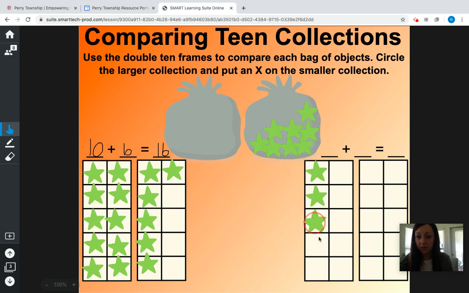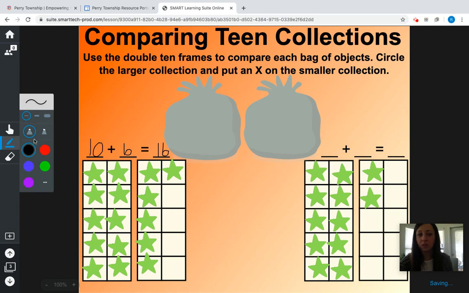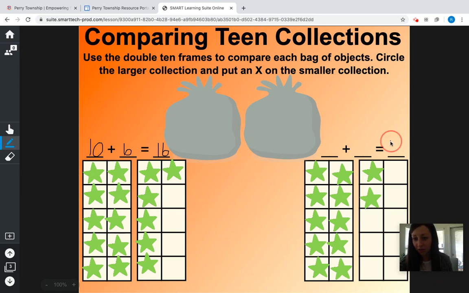We got 3, 4, 5, 6, 7, 8, 9, 10. So that 10 frame is all filled up. So we can just count on from 10, 11, 12. So we know we have 12 total. I'm going to do this a little bit backwards this time. So here I'm going to write 12 because we know there are 12 total because that's what we just counted out. Now let's finish writing out the rest of it. So right here we have, how many in this first one? This first tens frame?